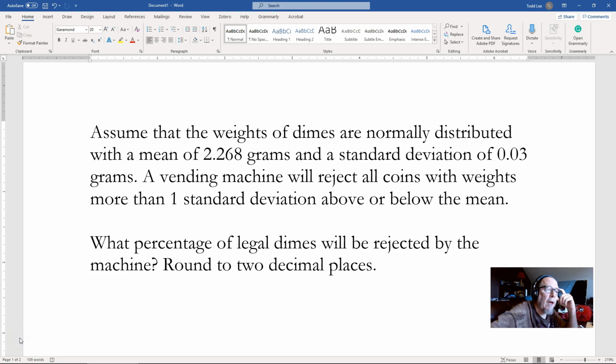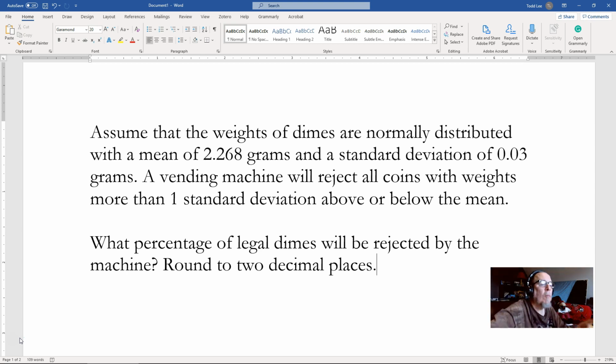So the problem we have is one a couple of you asked about that we gave on homework, and it's interesting because if you know the empirical rule, you do not need all the information that's given. It says that dimes are normally distributed with a mean mass of 2.268 grams and a standard deviation of 0.03 grams. We have a vending machine that rejects all coins with weights more than one standard deviation above or below the mean. Okay? So it rejects coins that are outside of one standard deviation from the mean.